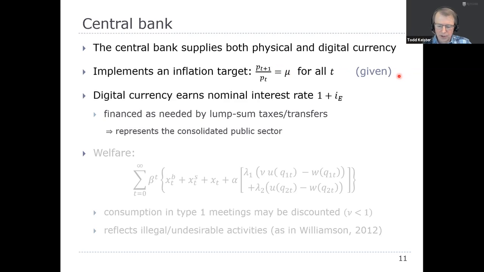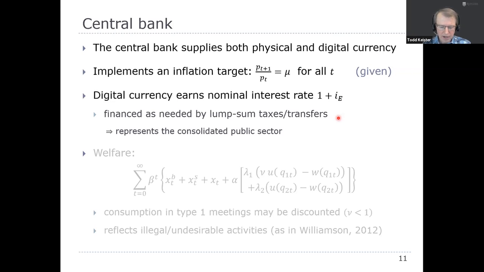The central bank, if it introduces digital currency, gets to choose the nominal interest rate on the digital currency. Given that it's fixed the inflation rate, that's of course equivalent to choosing the real interest rate. And then these actions, as I mentioned, have fiscal consequences. We're going to have lump sum taxes and transfers in the background that are adjusting every period to balance the public sector's budget constraint.